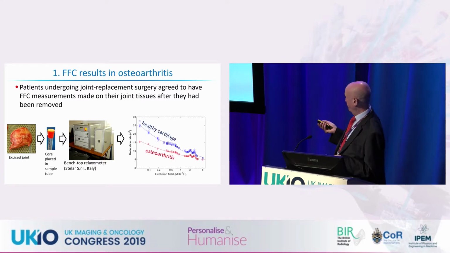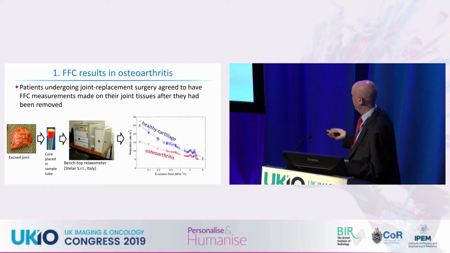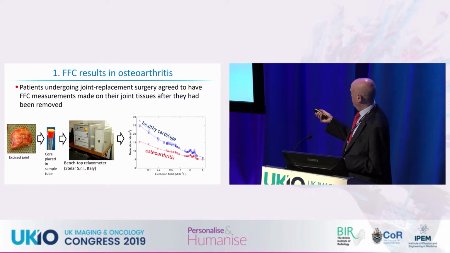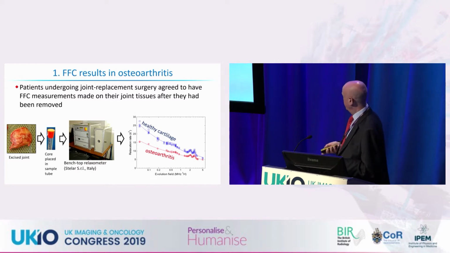And these are the graphs that we obtained from cartilage, from normal and diseased cartilage. So the healthy cartilage generated the curve like this. So this is from healthy cartilage, and that's 1 over T1, called the relaxation rate, as a function of the evolution field strength, as the Larmor frequency. And it has these bumps here, which I'll come on to in a minute.